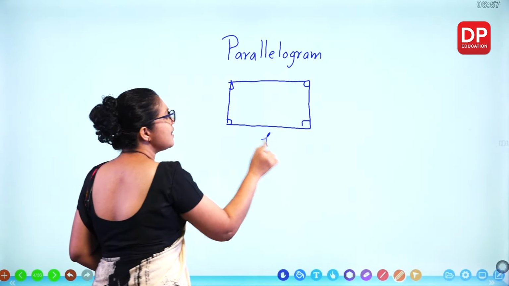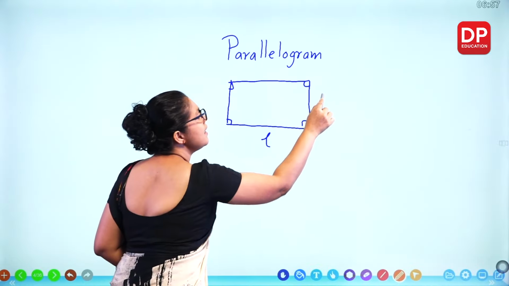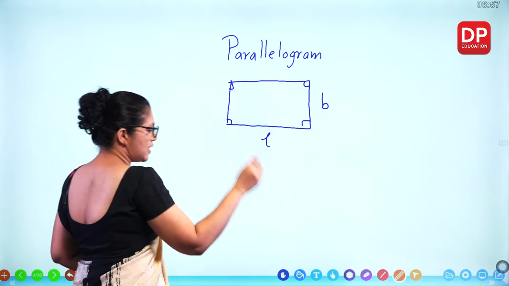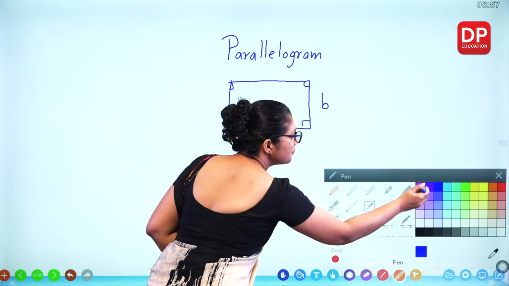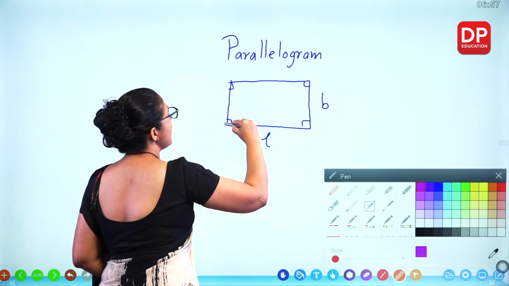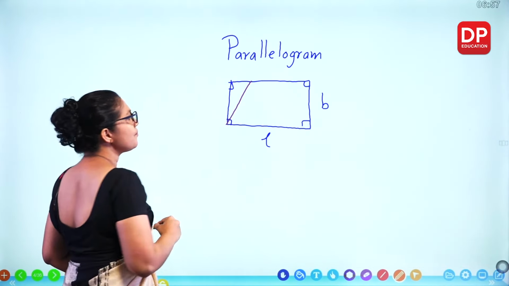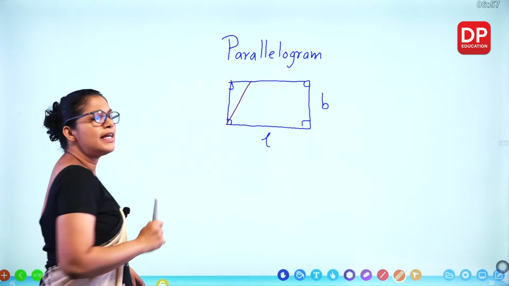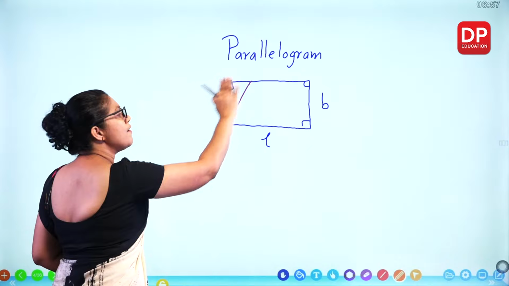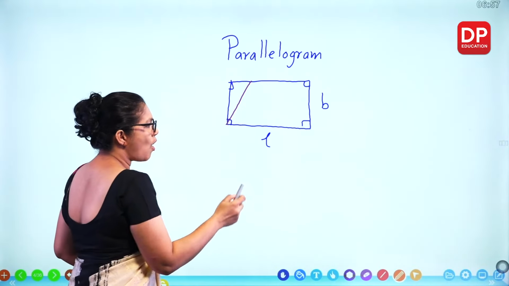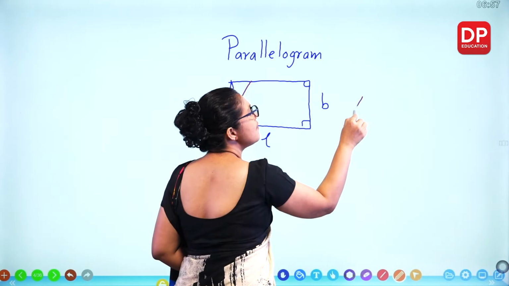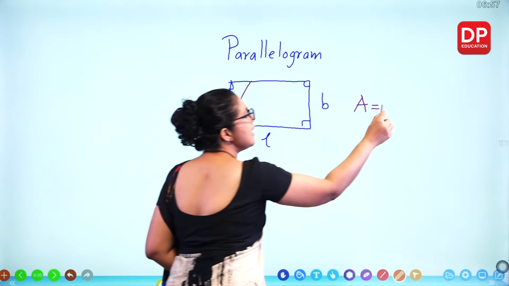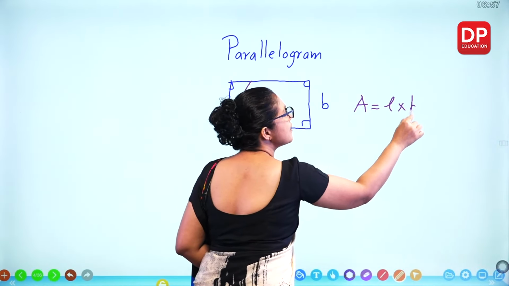With length L and breadth B. So I'm now taking a triangle like this, and I want to cut this triangle and move it to the other side. Now, without that, what's the area of the rectangle? We know the area of the rectangle is L into B, length into breadth.